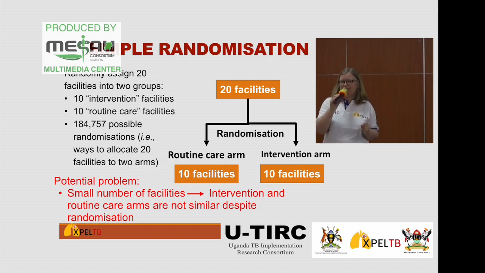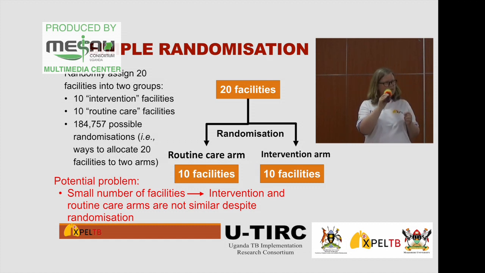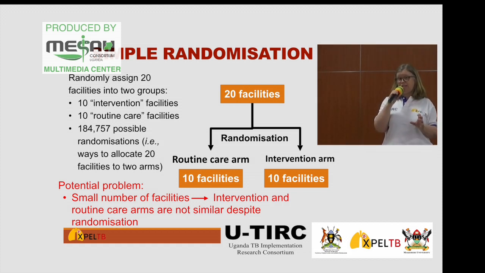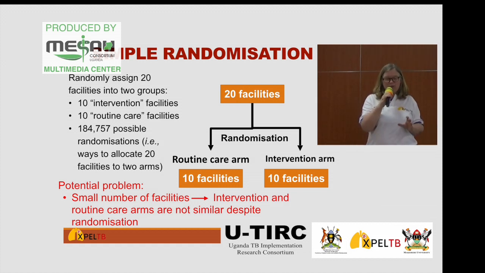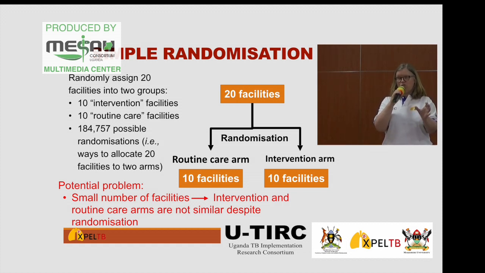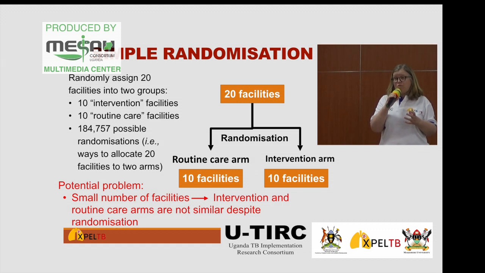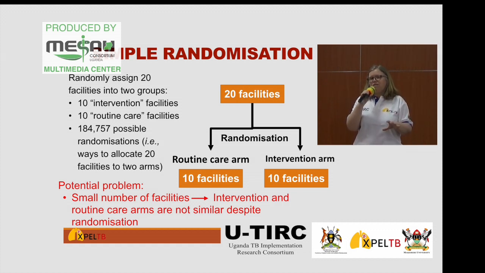However, the potential problem with doing this simple randomization is that we're only randomizing a small number of clusters. Aditya explained the clusters are the facilities. We've only got 20 facilities that we're randomizing. It's still a very large study. But with only 20 facilities randomized to either receive the intervention or the routine care, we're at great risk that the intervention and the routine care arms might not be similar at baseline, at the start of the study. And that's a huge problem. It's actually a very common problem with cluster randomized trials, where we're randomizing a small number of units, a small number of facilities. So this simple randomization is fantastic if you have a large number of units, but with only 20, we're going to take a more complex approach.